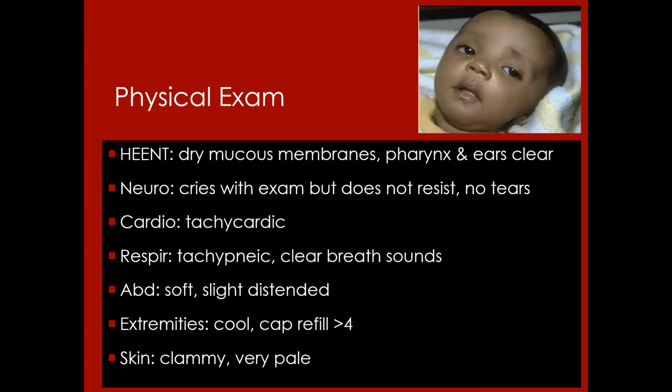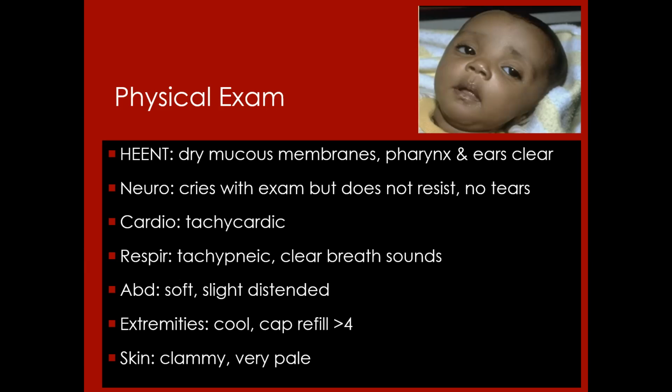So we're going to go ahead and do a pretty thorough exam. We're going to notice that he has dry mucous membranes, and the back of the throat and the ears don't show any kind of fever. The most concerning part is he's going to kind of cry with the exam, but he doesn't have any tears and he doesn't really resist. It's a weak, pathetic cry, and he's just really floppy. He's tachycardic and tachypneic, and his belly seems a little distended to me, but it's really hard to tell with kids. You know, they always have that little kid belly. What is also concerning is that he's clammy and cool to the touch.